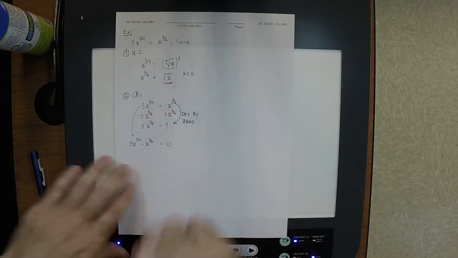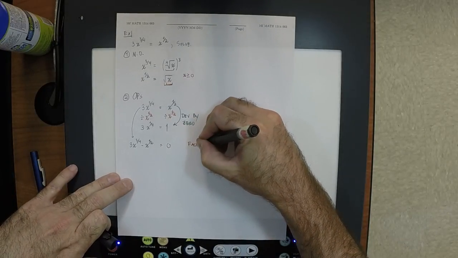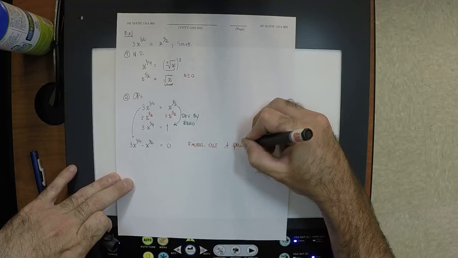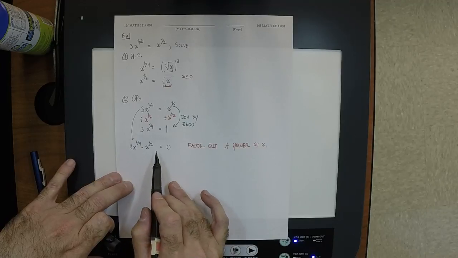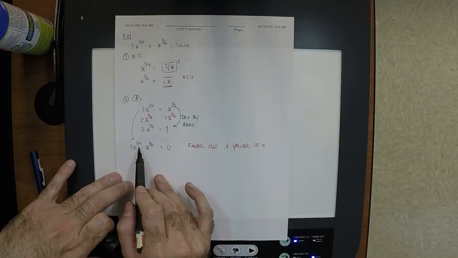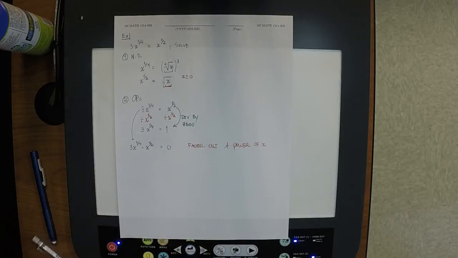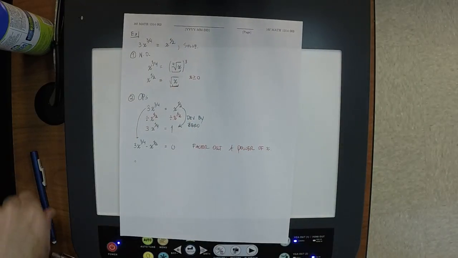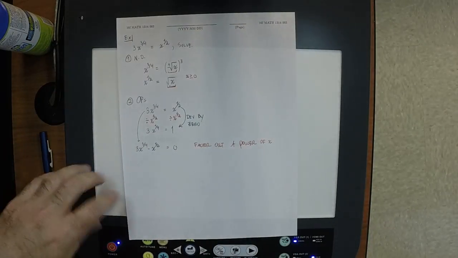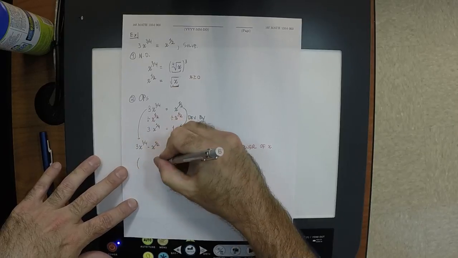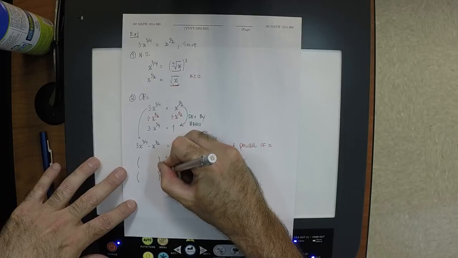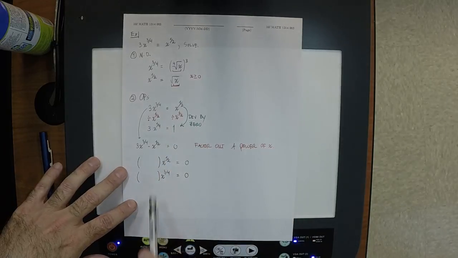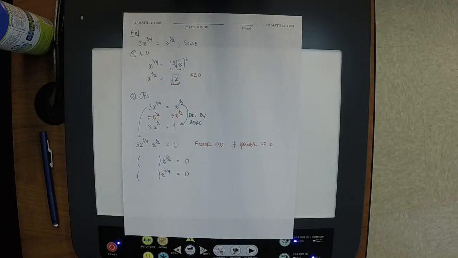So now what we're going to do is factor out a power of x. Now there are two choices. There's 3/4 and there's 1/2. So which of the ones do we want? Do we want to do something that looks like this? Or do we want to do something that looks like this? Which one of these? The first one. Why the first one? Because you need to divide the 1/2 by 3/4.